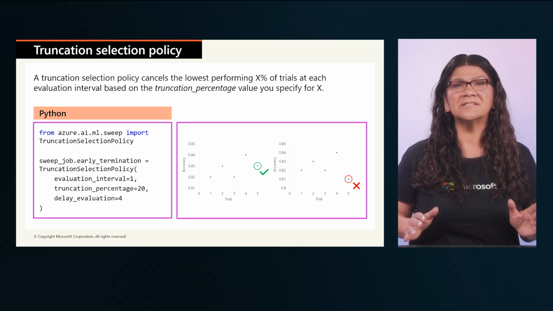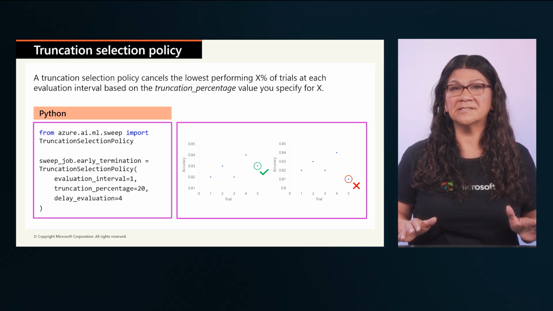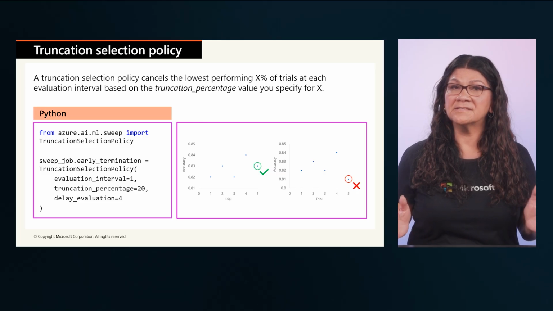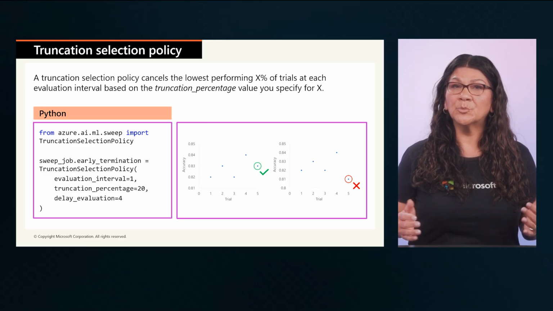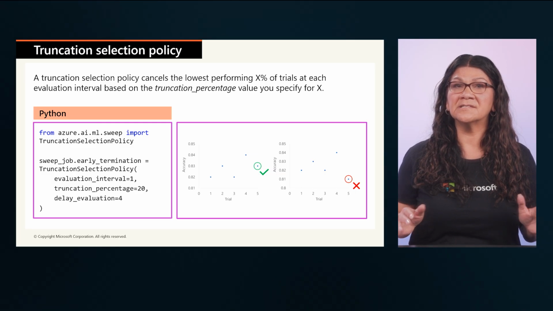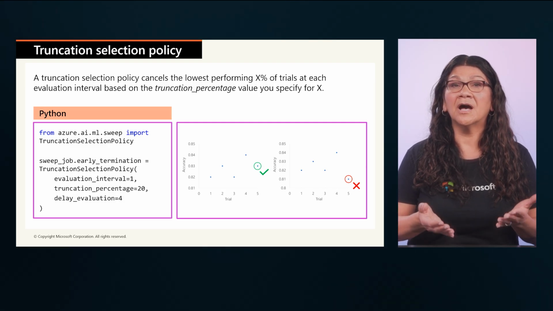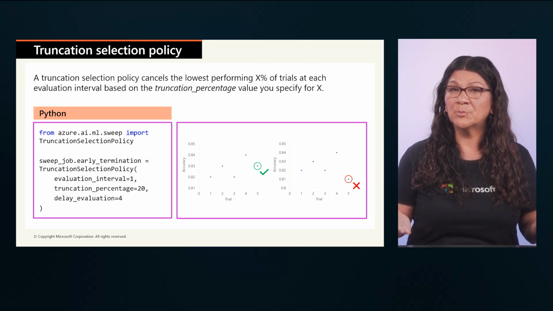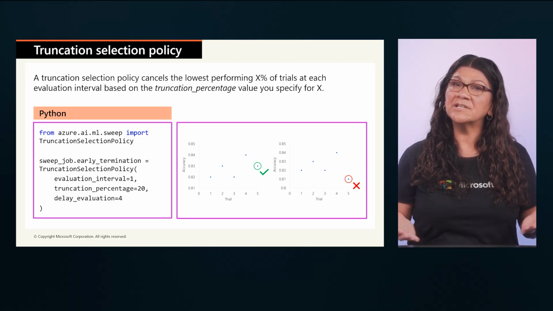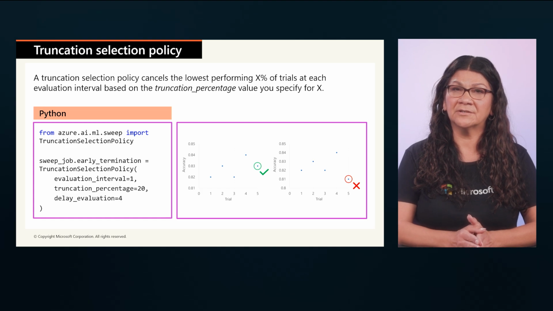Best practice here is to use a truncation policy when running many trials in a large search space. Pruning the bottom fraction of runs early helps your sweep job focus compute on the most promising hyperparameter combinations and reach an optimal model faster.